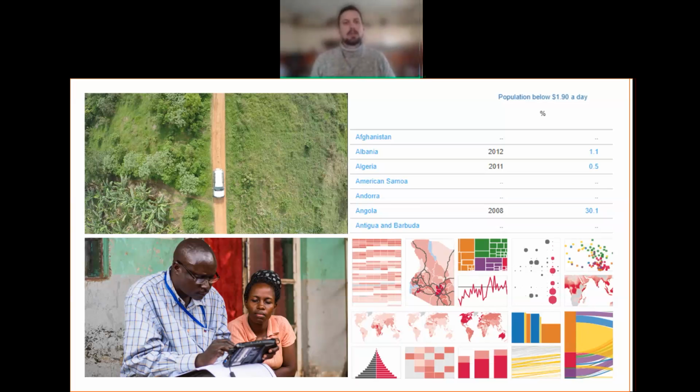And finally, and I think this is what I'm going to talk about today, a third pillar of our work is really developing what we call global public goods. So this is all of our open data program and some products such as the SDG Atlas that I'm going to talk about today.